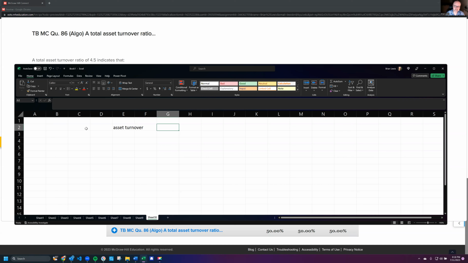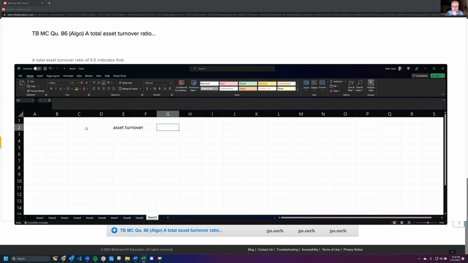Asset turnover ratio. How many times an asset turns over? So this could be something similar to, let's see, this is chapter 4, right? So, excuse me, chapter 7 or 8. So this is going to have to do with either, not inventories, this is going to have to do with receivables or something else. A receivable.